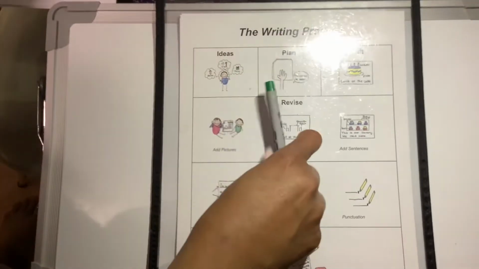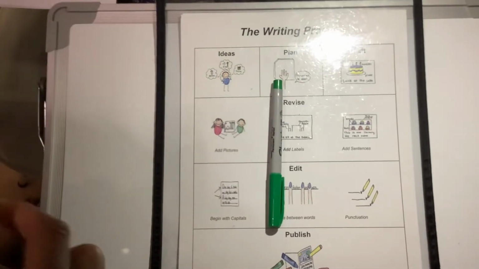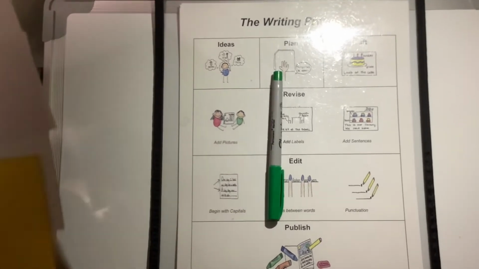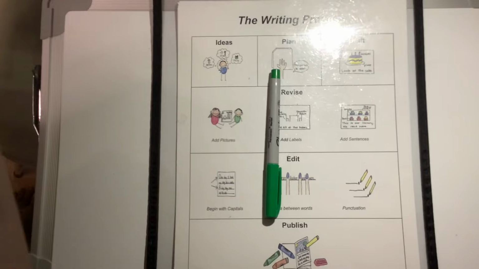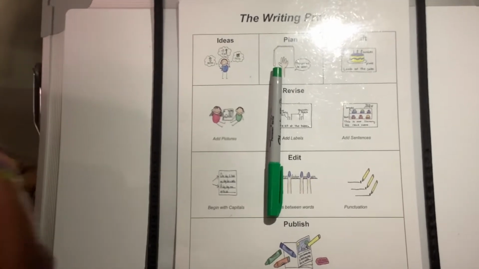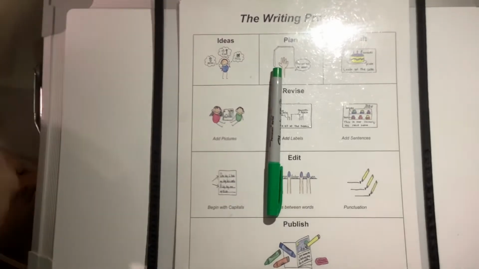Today, Miss Allen is using the green pen. And if you don't have a green pen, boys and girls, make sure that you are revising using a different colored pen or pencil so your teacher knows that you added more to your writing today.